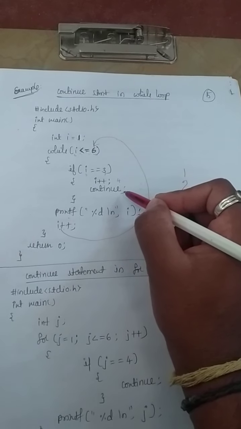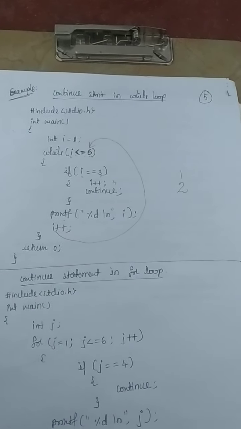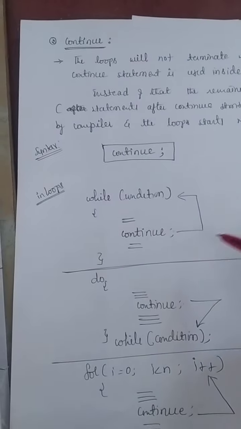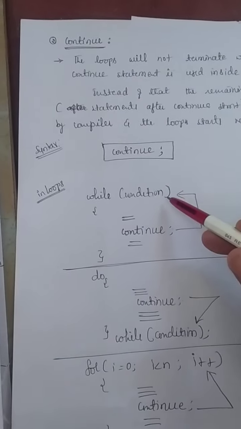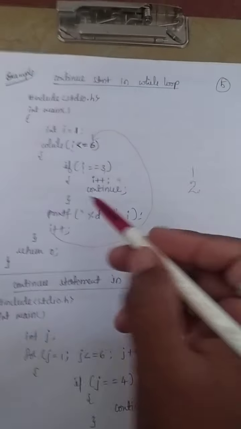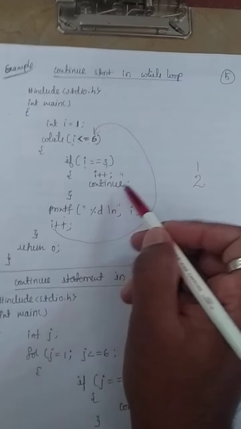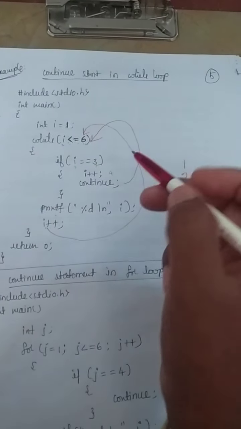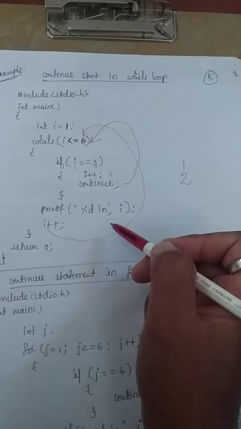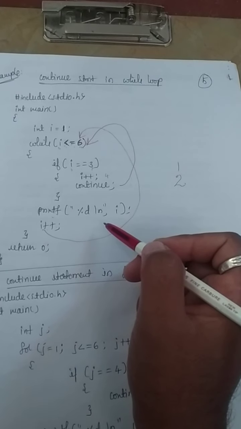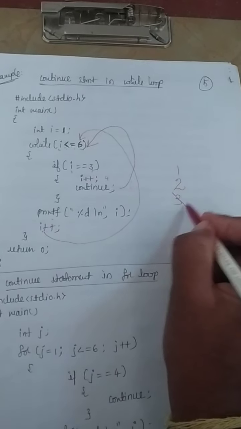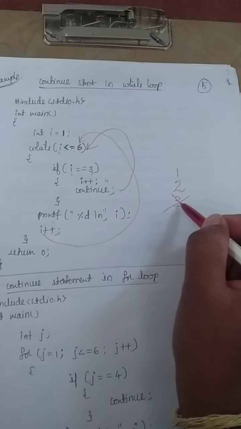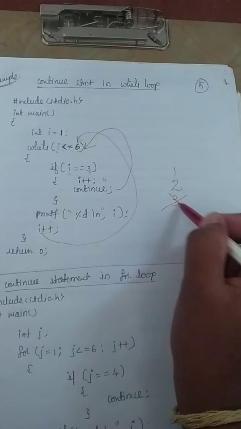Then after this, the continue statement executes. When the continue statement executes, according to the syntax we have studied, control will go back to the condition. So here, when this continue statement executes, control will go back to while without executing the printf statement. It means 3 will not print here. 3 is going to be skipped because printf is not executed.